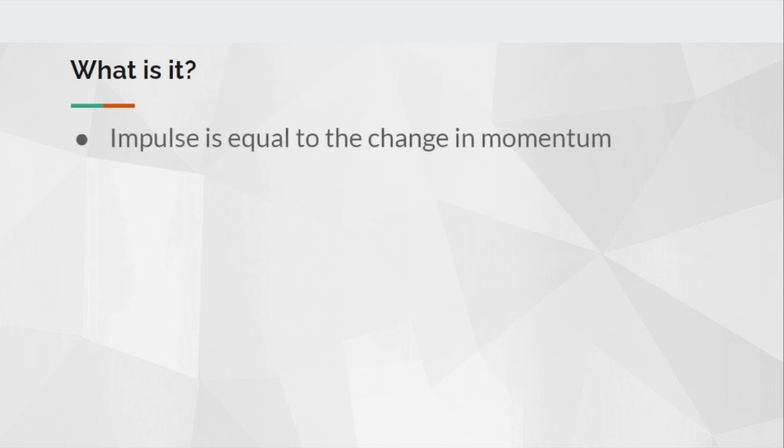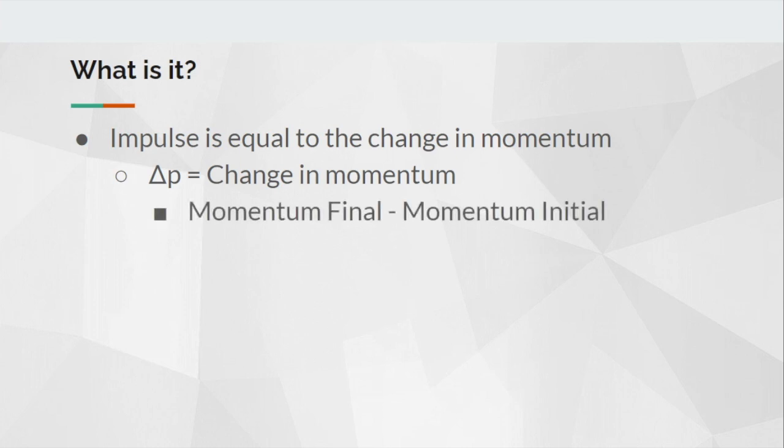First thing I want to talk about is impulse. And what is it? Well, we're going to say impulse is equal to the change in momentum. In case you forget, change in momentum is abbreviated by a triangle, or delta, so it says delta P. And delta P again is just the change in momentum, which really just means momentum final minus momentum initial.